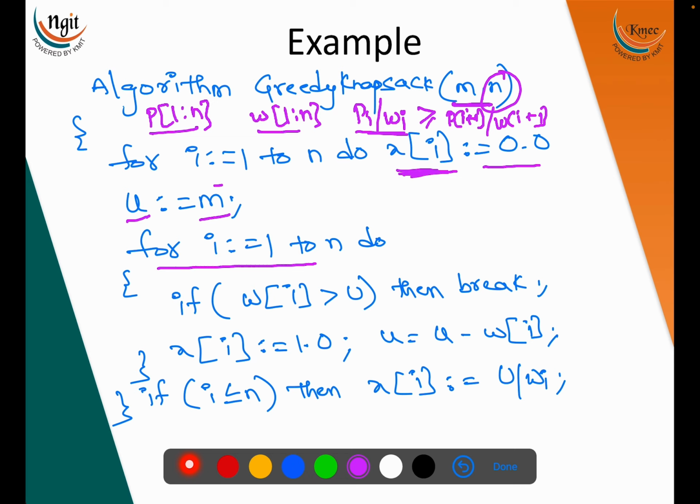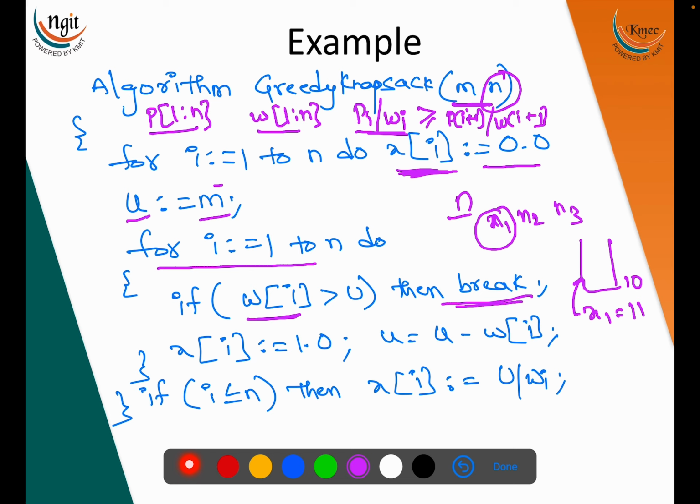For each of the n items, if the weight of the item is greater than u, then we break. That means if the bag capacity is 10 and the first item itself is 11, there is no need to place this item, as w of i is greater than u. You come out of it, increase the index i, and place the second item.